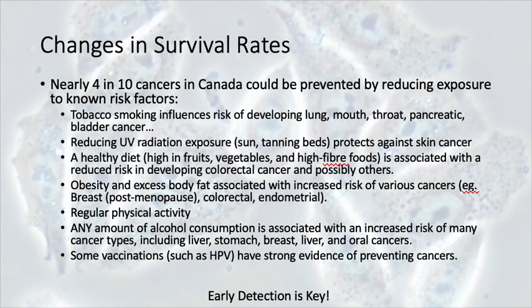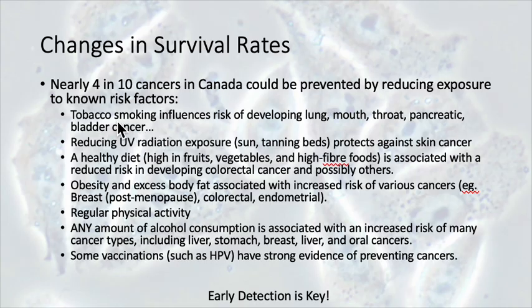Now, there are many factors that affect these changes in survival rates. So nearly 4 in 10 cancers in Canada could be prevented by reducing exposure to known risk factors. So scientists have uncovered through research and through better understanding the human body and also various factors of our environment that there are certain things that increase the risk of developing cancers, and they can be specific to the type of cancer.